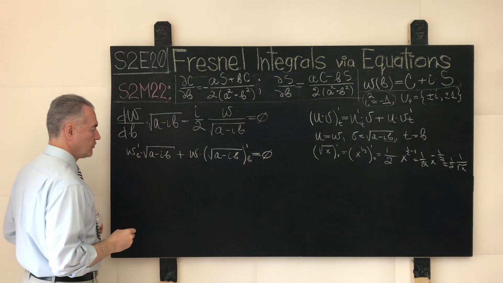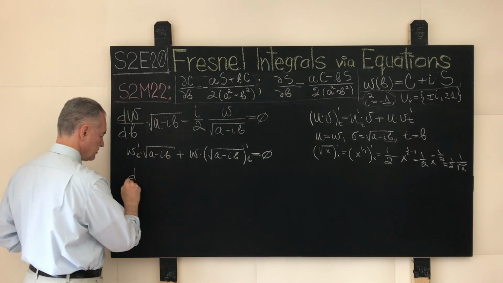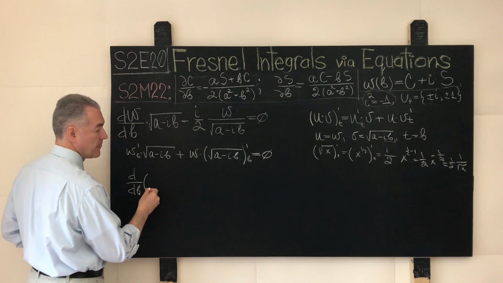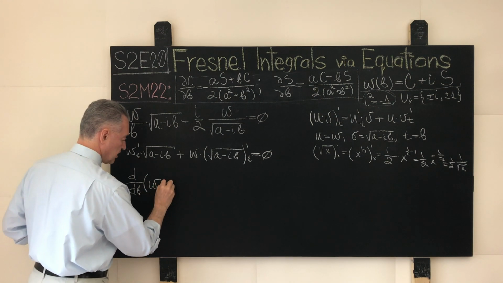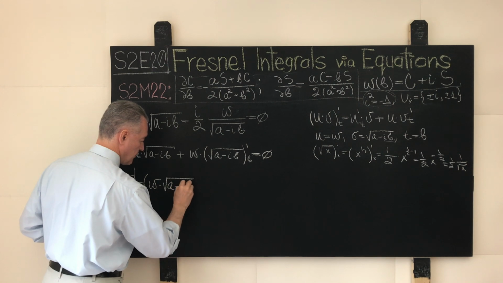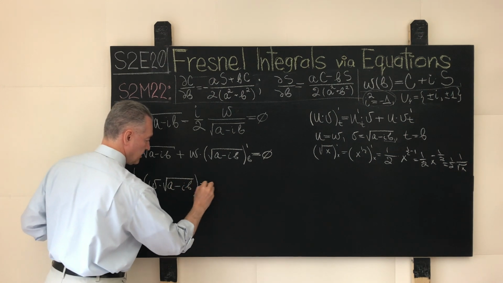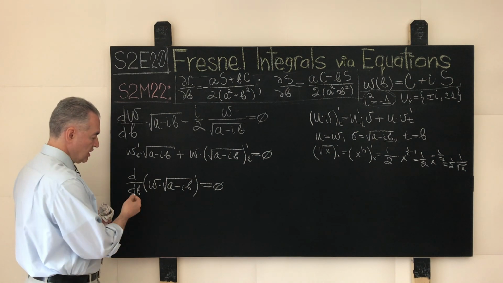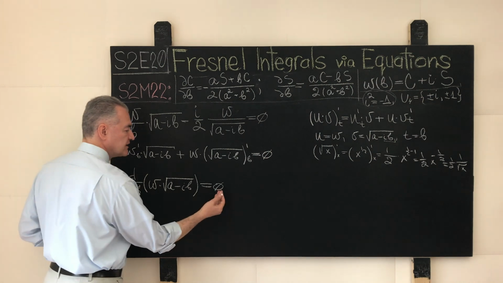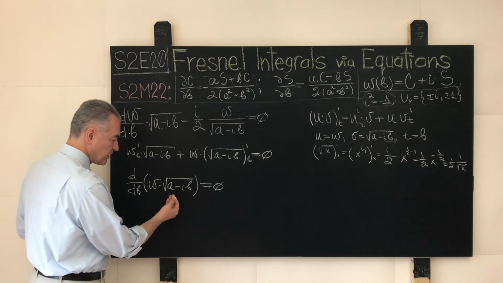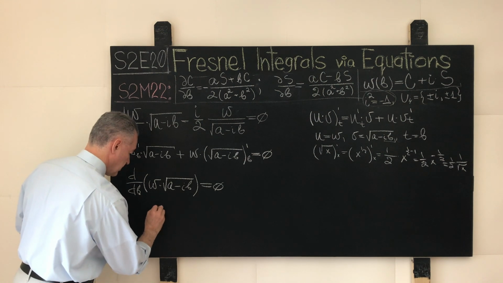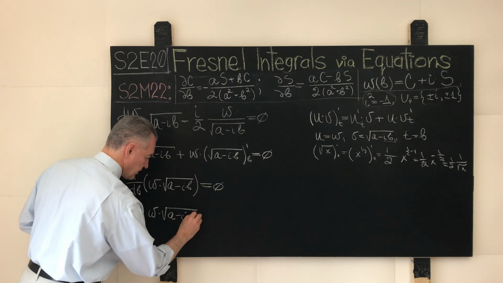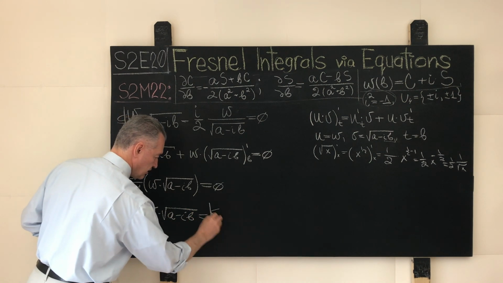And what do we have altogether? We have it that in the Leibniz notation, d over db of w times square root of a minus I times b is equal to 0. And this is perhaps one of the simpler differential equations. The first derivative of something is equal to 0. What does that mean? It means that that something is a constant. So we write w times square root of a minus I times b is a constant.